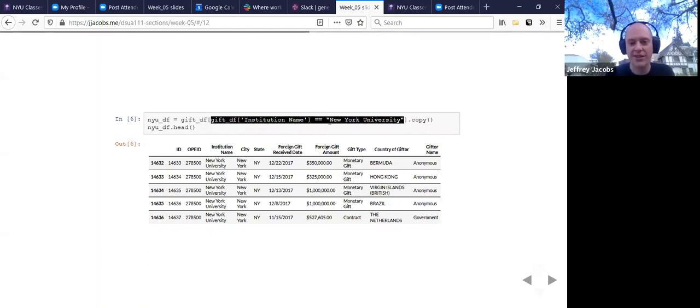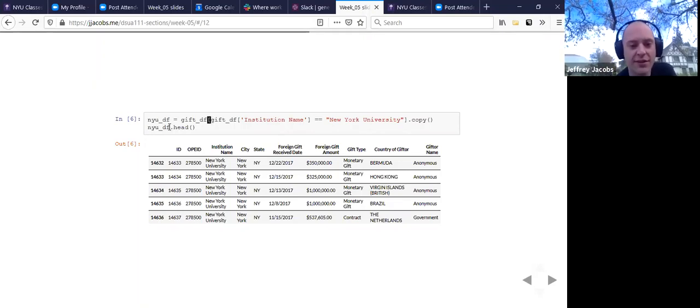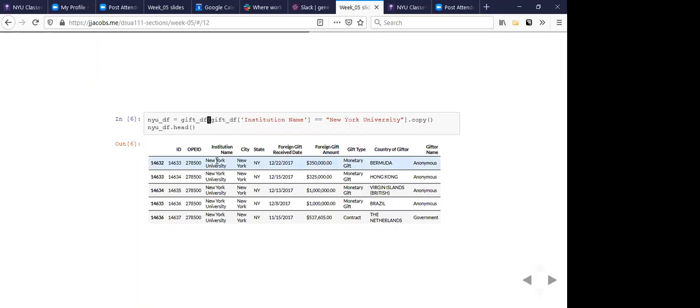So this does the checking of whether they're equal to New York University, and then because it's inside the square brackets, that's telling Pandas, okay, now I want you to scoop those records out. So it creates a new data frame, NYUDF. We can call head on that, and we see that it's just the ones where institution name is New York University.